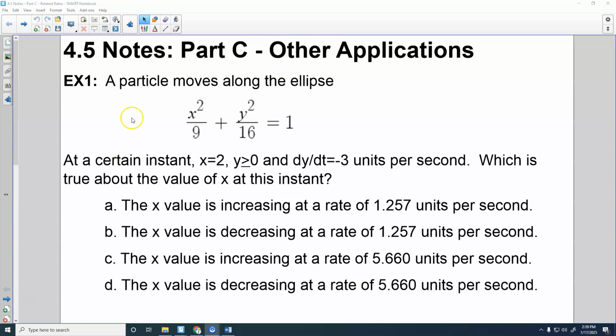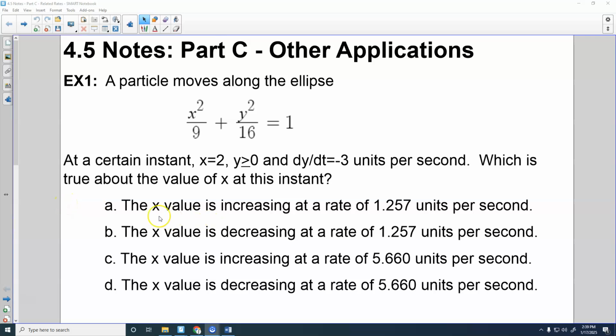So, particle moves along the ellipse, x squared over 9 plus y squared over 16 equals 1. At a certain instant, x equals 2, y is greater than or equal to 0, and dy/dt equals negative 3 units per second. Which is true about the value of x at this instant?